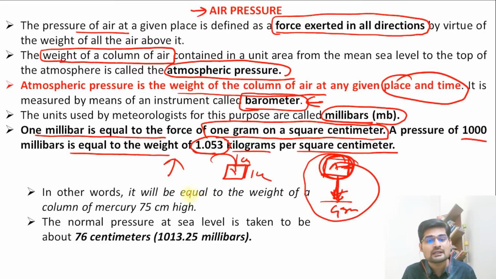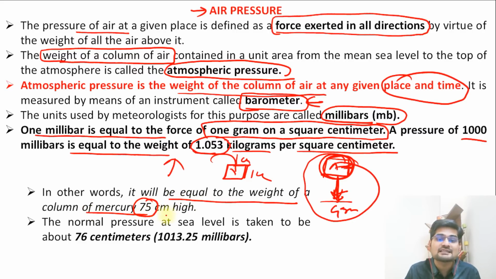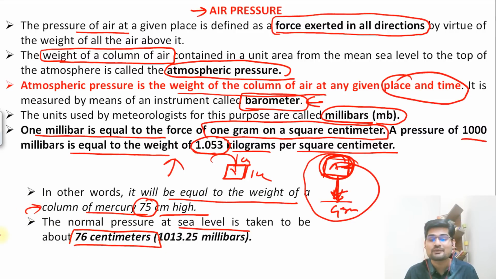In the simplest way, if we measure it through mercury, what can we say? It will be equal to the weight of a column of mercury 75 centimeters high. So normal pressure, that is atmospheric pressure, that we remember we measure at sea level, right? So at sea level, it is taken to be 76 centimeters of mercury column. So that is how we measure that pressure.